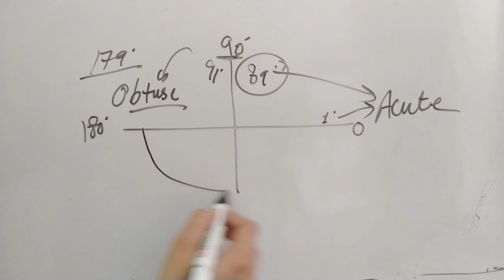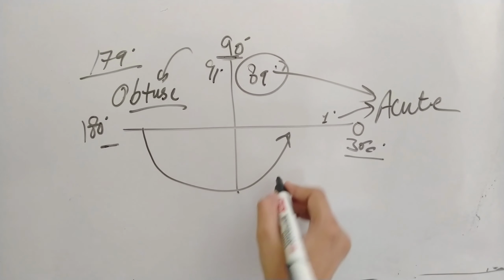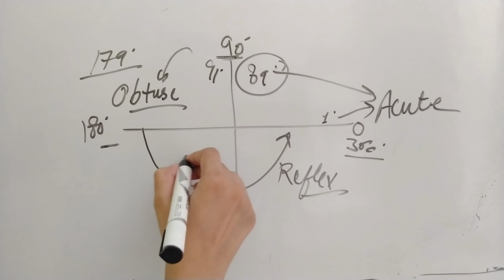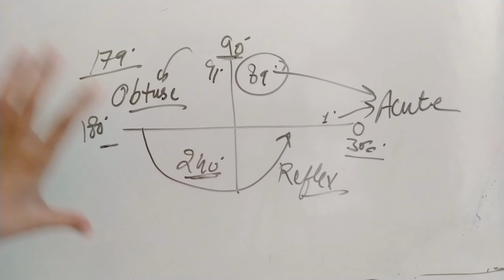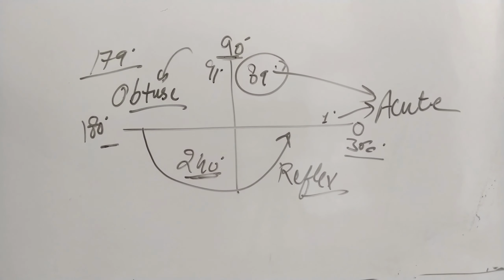An angle that lies between 180 degrees and 360 degrees is called a reflex angle. If I say 240 degrees, you will say that it is a reflex angle. So that was a quick bifurcation of all the angles that we have. You must know that a complete angle is 360 degrees.